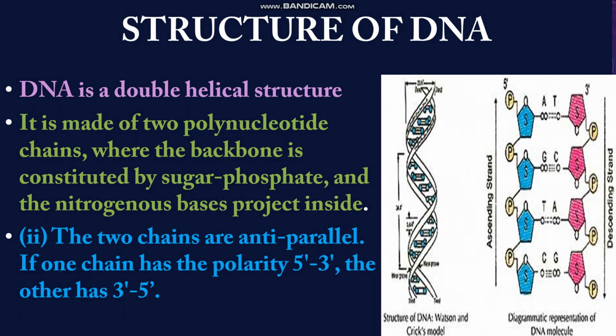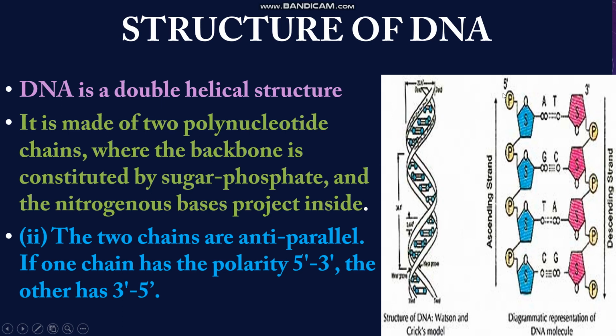So DNA is a double-stranded structure. There are two polynucleotide chains. The backbone of the chain is made up of sugar and phosphate and the nitrogenous bases are seen projecting inside. Now the two strands are anti-parallel. Now what do you mean by anti-parallel? If one of the strands is having 5'-3' polarity, the opposite strand is having 3'-5' polarity.